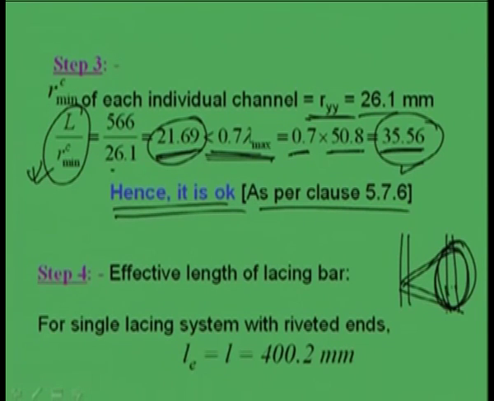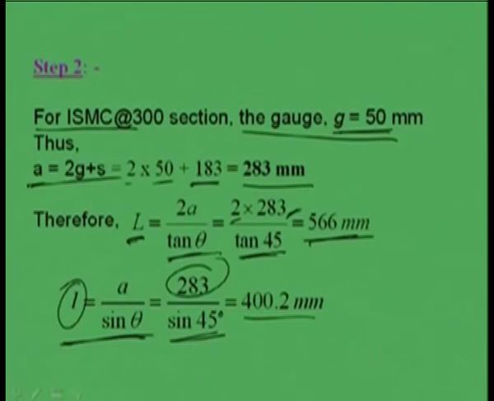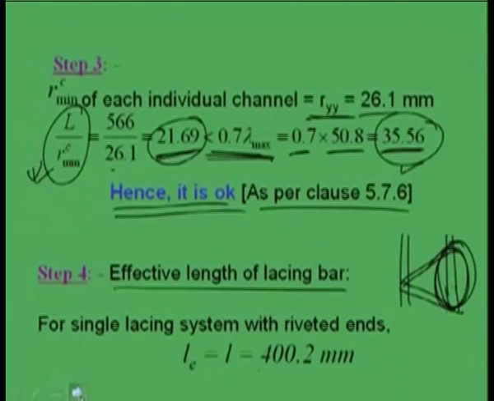Now, what we will see is the effective length of the lacing bar. We know the length of the lacing bar, that is 400.2 millimeter we found. So, for single lacing system with riveted joint we know LE becomes L, the effective length will become equal to L. So, the effective length in this case is becoming 400.2 millimeter.